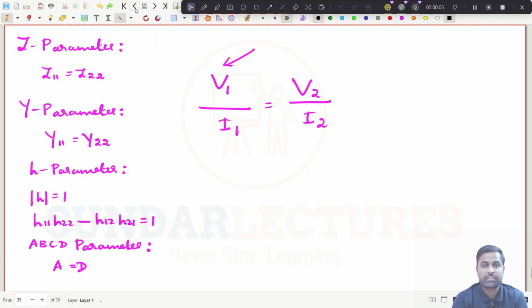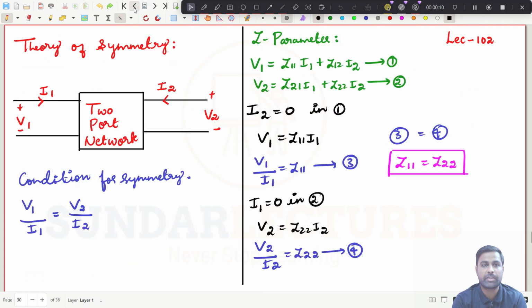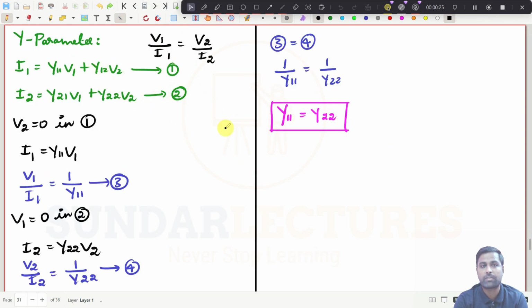What are all the topics we have seen in the previous class? We have taken symmetry, the condition for symmetry. For all the parameters, this is the condition for symmetry, that is V1 by I1 is equal to V2 by I2. And we have found it for the Z parameter, that is Z11 is equal to Z22, and for the Y parameter, it will be Y11 is equal to Y22.